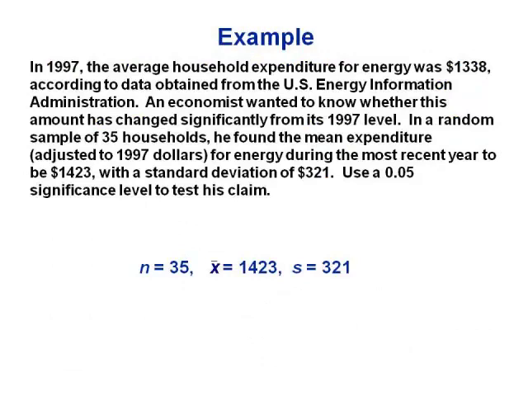In this example, the average household expenditure in 97 for energy was $13.38. An economist wants to know if it has changed since then. So that's the claim, is that it's changed. Random sample of 35, that's over 30, so we're safe. That sample had a mean and a standard deviation that are given. So the standard deviation only goes with the sample. 0.05 level of significance. So we've got an N, an X bar, and an S.